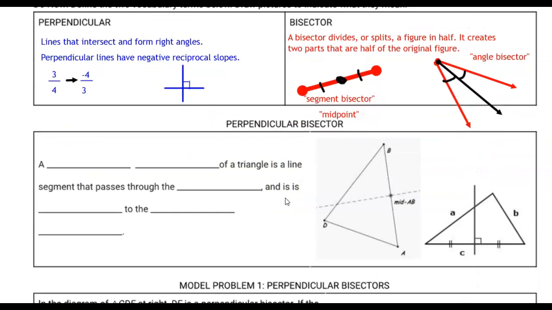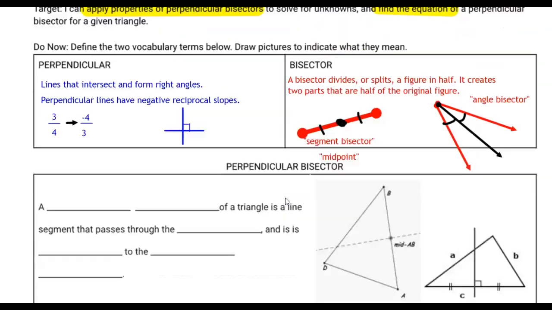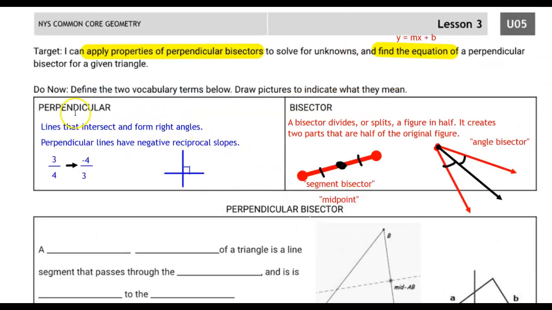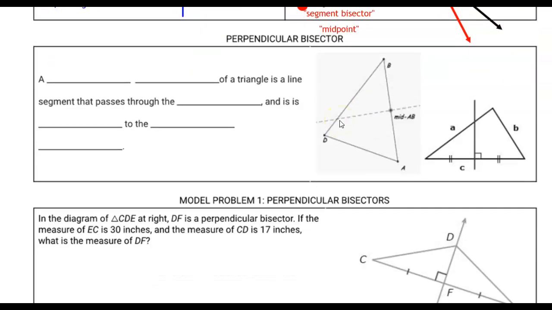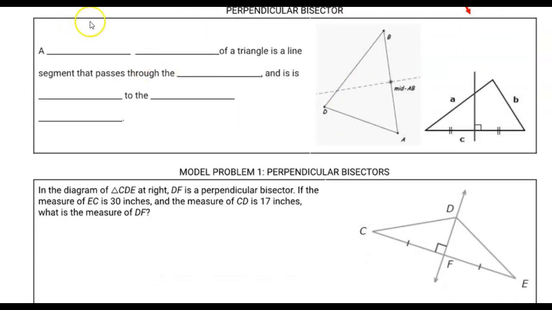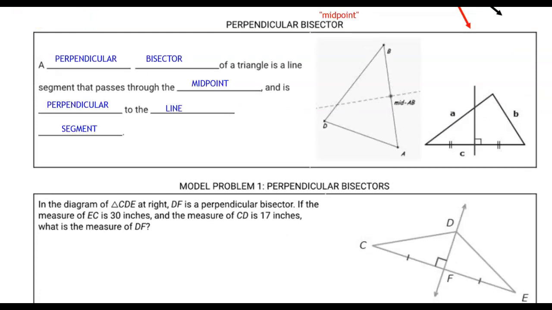All right, so let's take a look at what a perpendicular bisector, putting both of these together, perpendicular and bisector, looks like in terms of a triangle. Let's try to fill in these blanks. All right, it says here that a perpendicular bisector of a triangle is a line segment that passes through the midpoint and is perpendicular to the line segment. Let's take a look at these two examples. In both of these examples, you should see one of the classic hallmarks of a perpendicular bisector, that a perpendicular bisector does not always pass through a vertex.